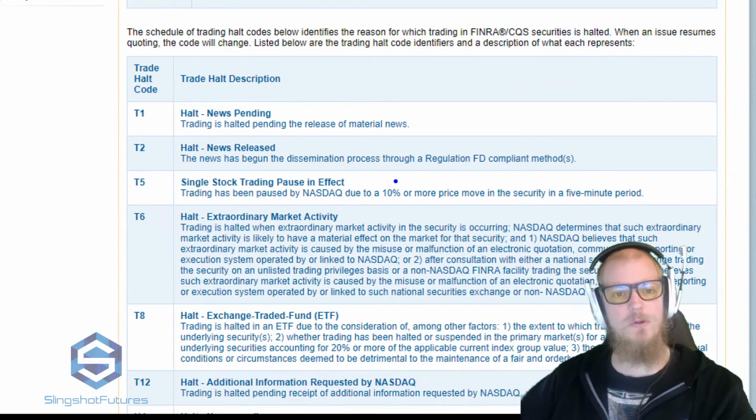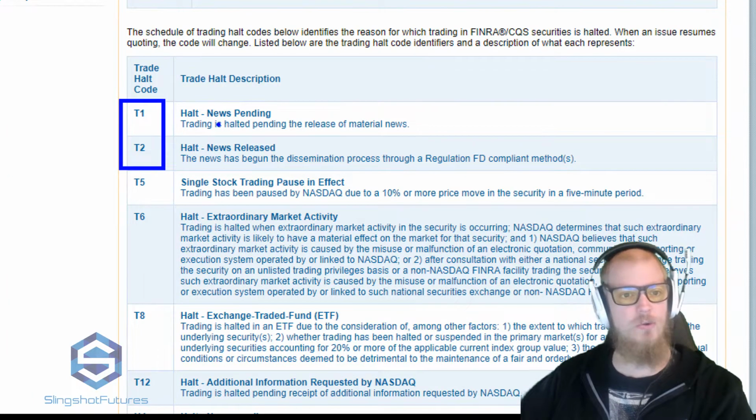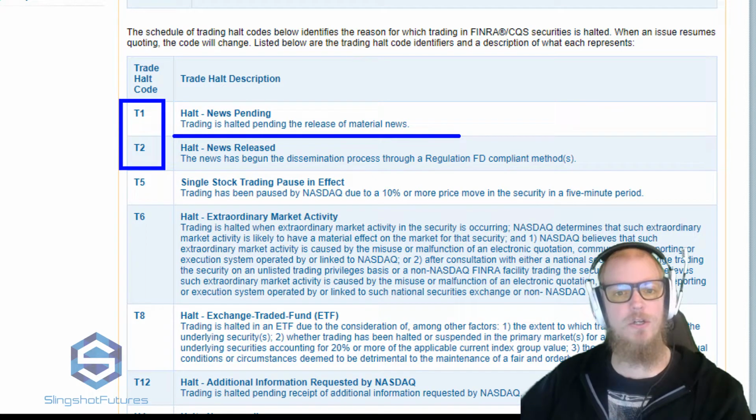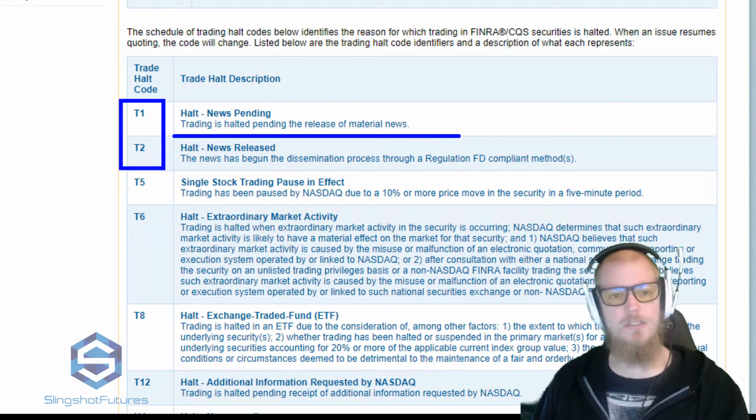So here we can see the most common one, T1 and T2, seeing those stacked up together, and that is news pending. So trading is essentially halted because they're pending a material news release, and that is usually a big news announcement that can cause the market to shift around.